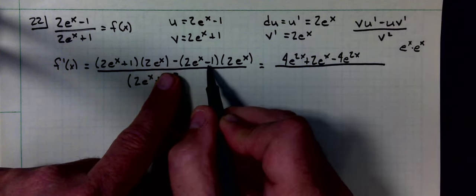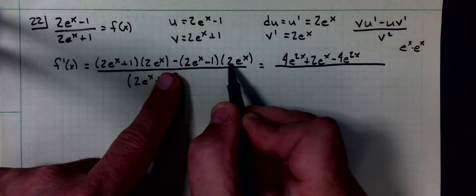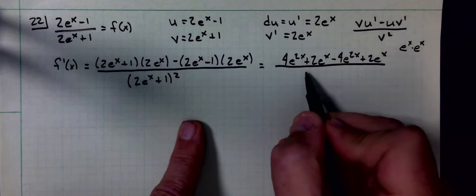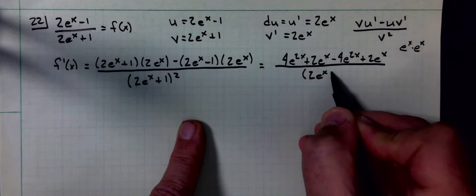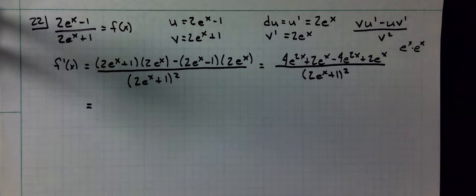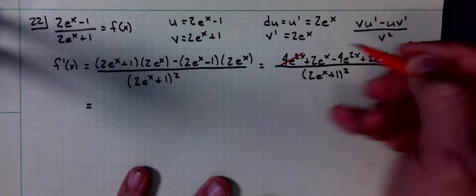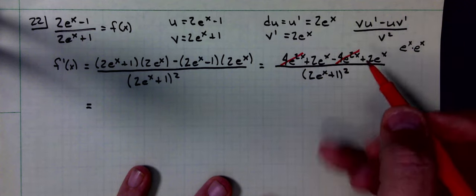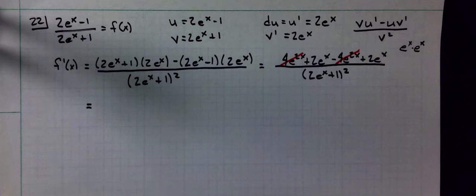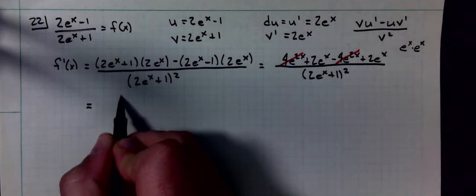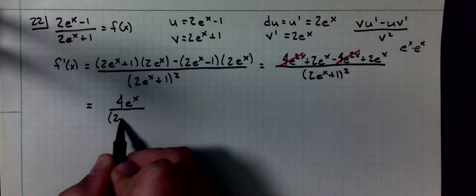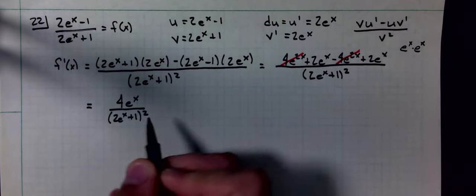And a negative times a negative is a positive. 2e to the x over 2e to the x plus 1 quantity squared. When I go to simplify my answer, the 4e to the x is away. I'm left with 4e to the x over 2e to the x plus 1 quantity.